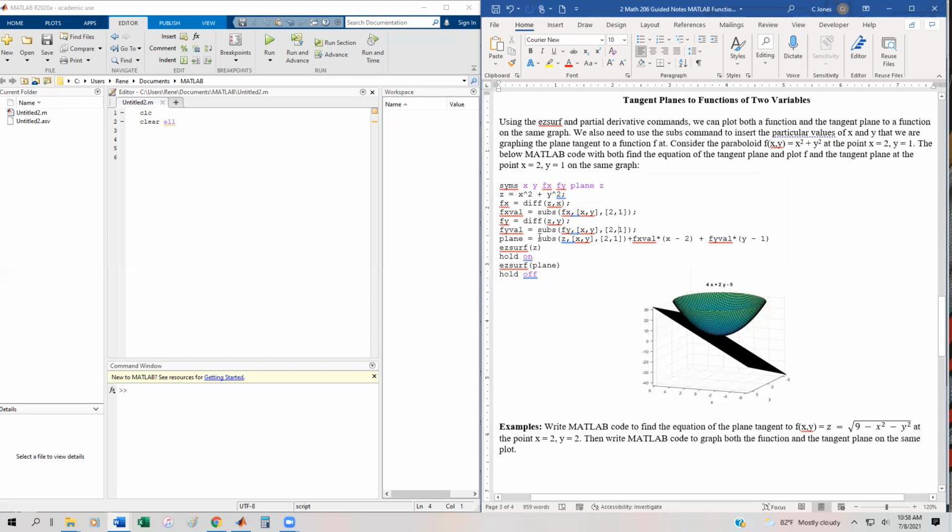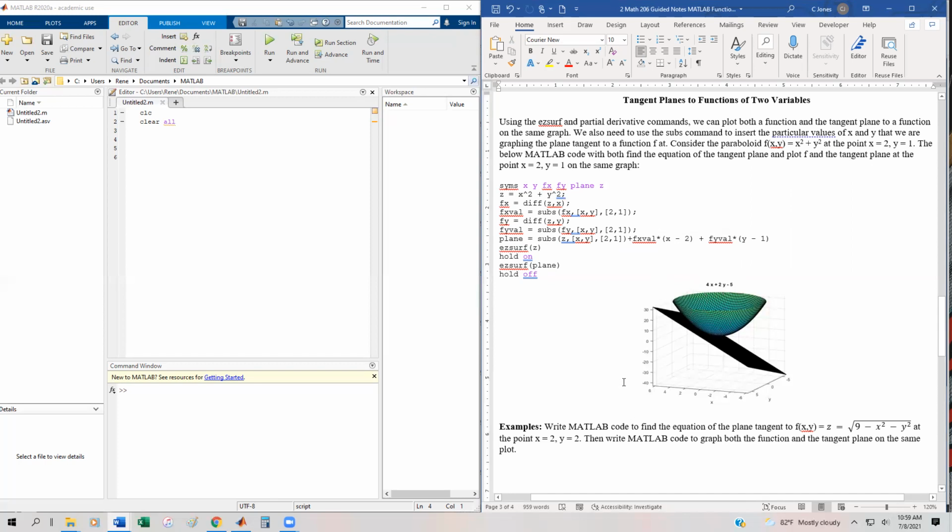The equation of our plane is going to be z0, which is this right here. So that's basically going to be the 5, where we plug 2 and 1 back into our function, plus the slope in the x direction, which I call fx val, which we found up here, times x minus 2, because that's our x value, plus y minus 1, because that's our y value, times the fy val. And then finally, I just do an easy surf of the function and an easy surf of the plane that we just created, so that we can plot them both on the same graph. And not only does it graph it, but it finds the equation of the tangent plane. You can see right above here in the graph, really nicely.